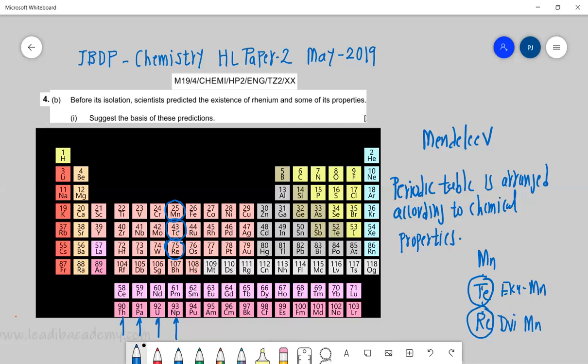So after certain atomic numbers, the same property element appears. That is the basis, and based on that, it was predicted. Very, very interesting one. Hope this is quite clear.